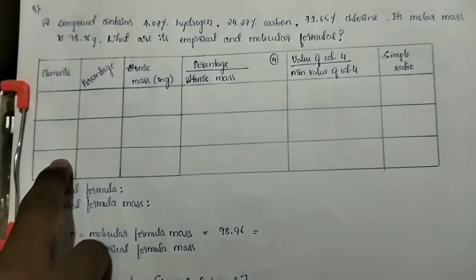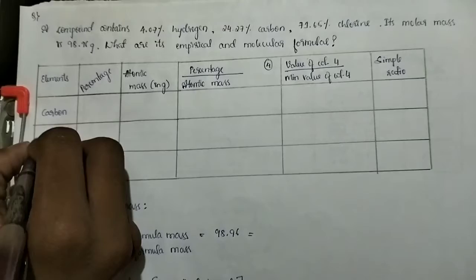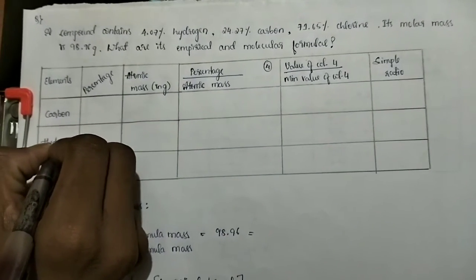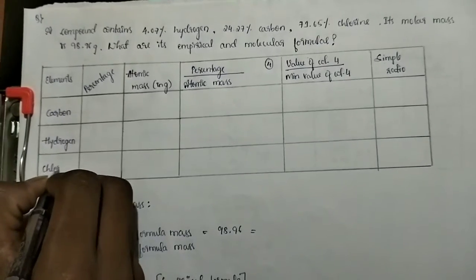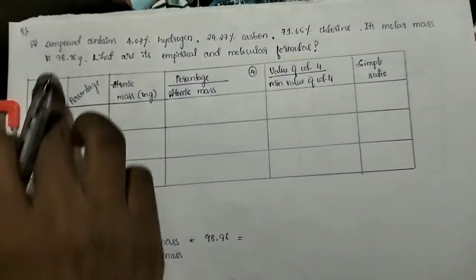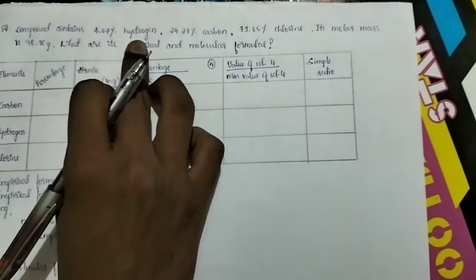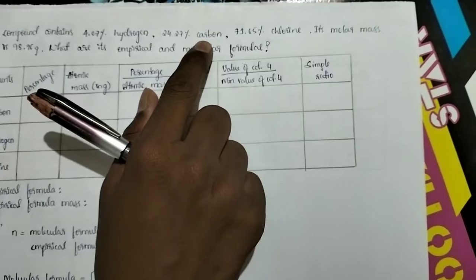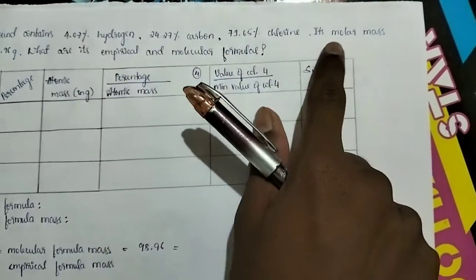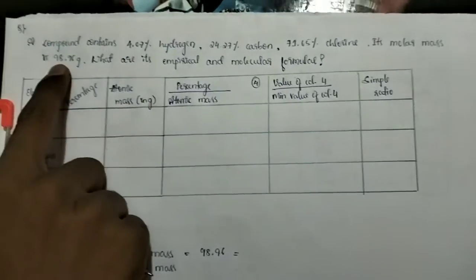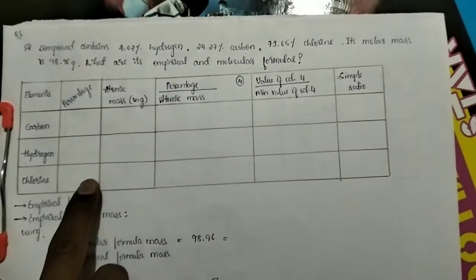So I'll write out the elements as carbon, hydrogen and chlorine. It's given in the question that a compound contains 4.07% of hydrogen, 24.27% of carbon and 71.65% of chlorine, and they have also given its molar mass as 98.96 grams.